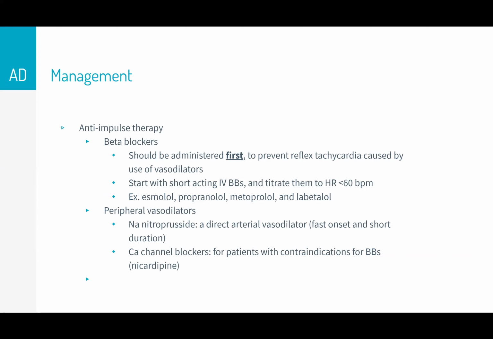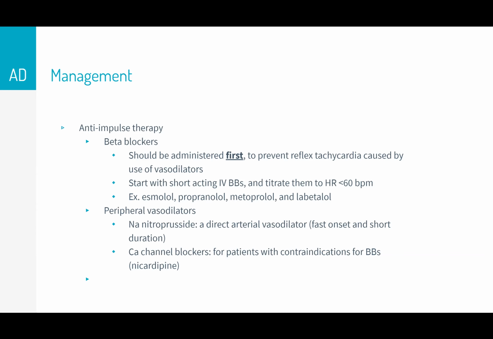Beta blockers you should start administering first, before the vasodilators, because vasodilators will cause reflex tachycardia and increase the heart rate, which will increase the chance of rupture. Usually the ideal beta blocker agent is an IV agent, short acting, with a short duration, so that you can titrate it to the desired heart rate. For example, we have esmolol, propranolol, metoprolol, and labetalol.